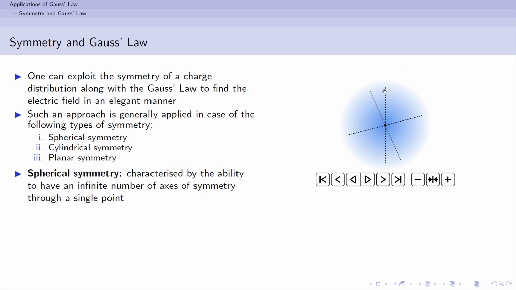That means any of these axes could be an axis of symmetry. That means you could rotate this about any of these axes. I could rotate this about this axis, about this axis, or this axis. The distribution is going to remain the same.